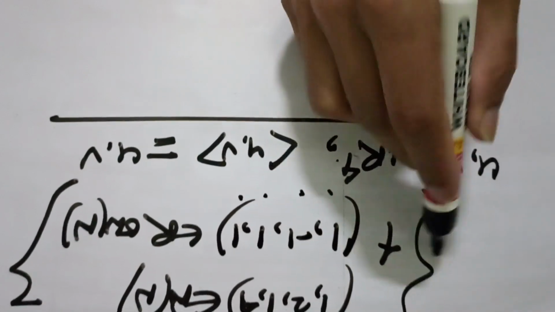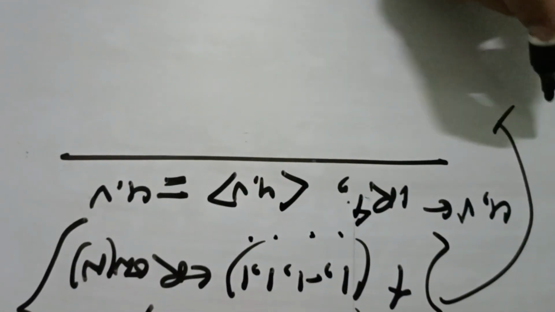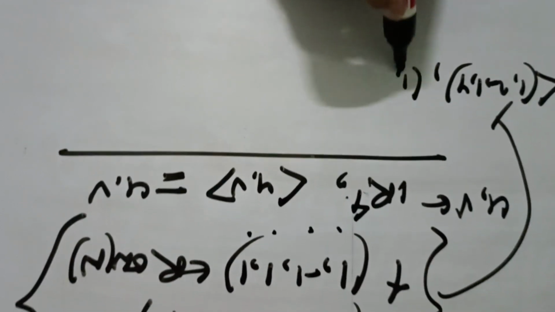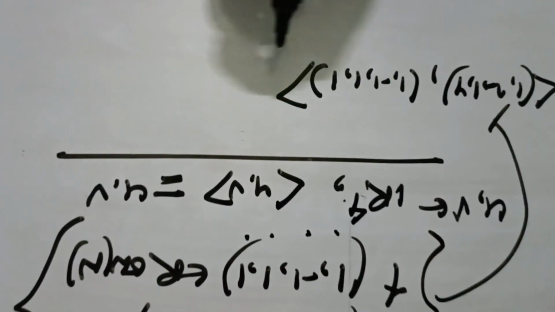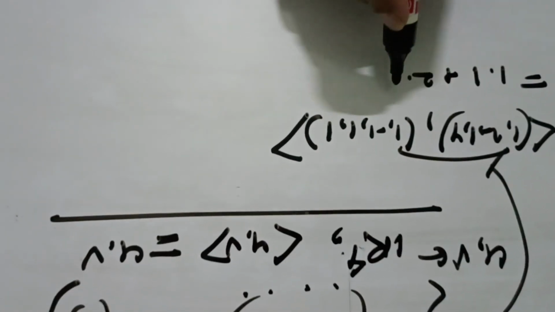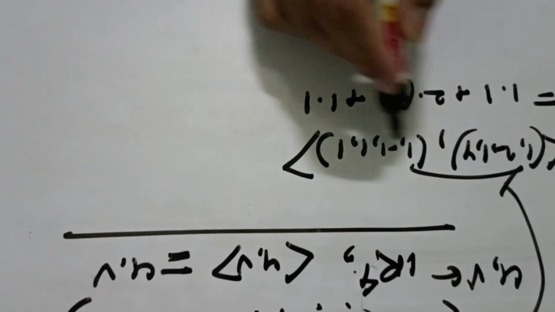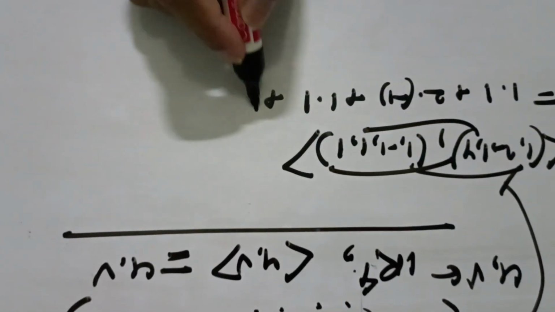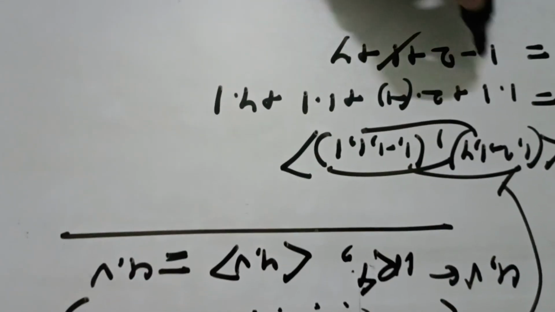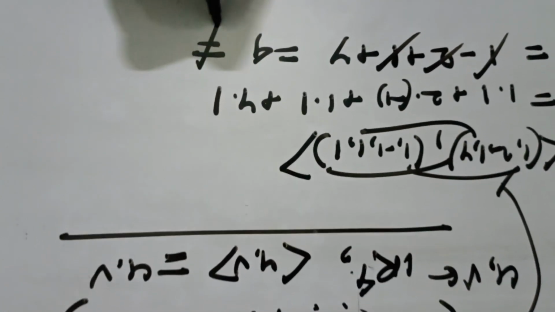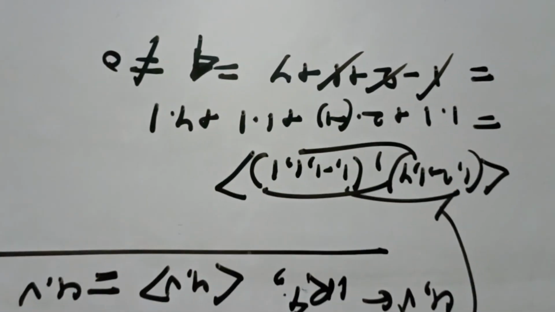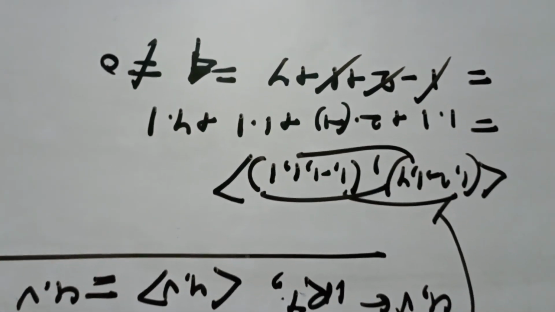So for these vectors, if you find the inner product of (1, 2, 1, 4) and (1, -1, 1, 1), this is a dot product. Dot product means the product of components: 1 times 1, 2 times -1, 1 times 1, then 4 times 1. So this gives 1 - 2 + 1 + 4, which is 4. So this is non-zero. This inner product of the two vectors is non-zero, so it is not possible.